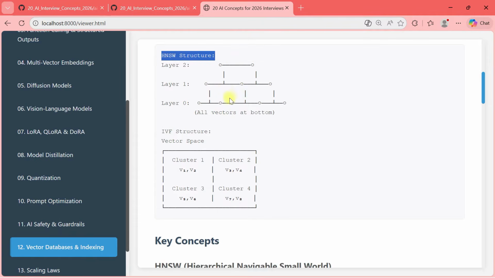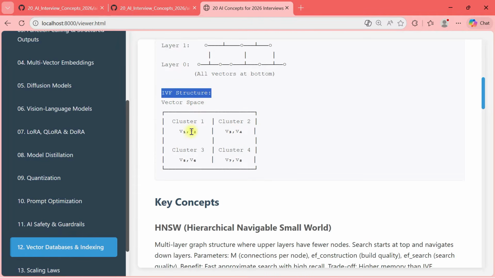Okay, the other way of storing embeddings is the IVF structure. What is this? As clear from the picture, you will have different clusters. In cluster 1 you have, for example, 2 vectors, and these two are near to each other. In cluster 2 you have V3 and V4. These two are close to each other. Cluster 3 has V5, V6, and V7, V8 are in cluster 4. Understand it like K-means clustering, where similar elements are together.